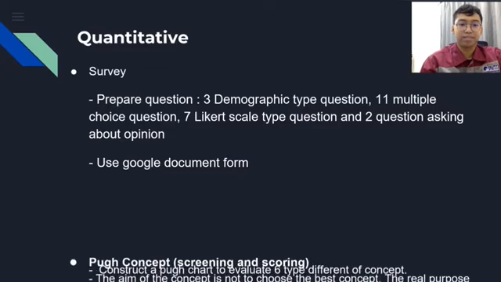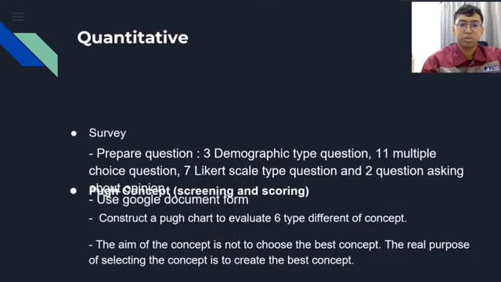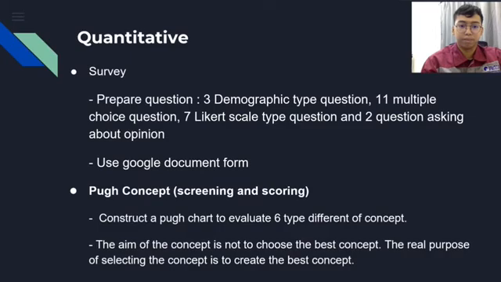Next is the PUGH concept screening and scoring. We start by constructing a PUGH chart to evaluate 6 different types of concepts. The aim of this is not to choose the best concept. The real purpose of selecting concepts is to create the best concept.